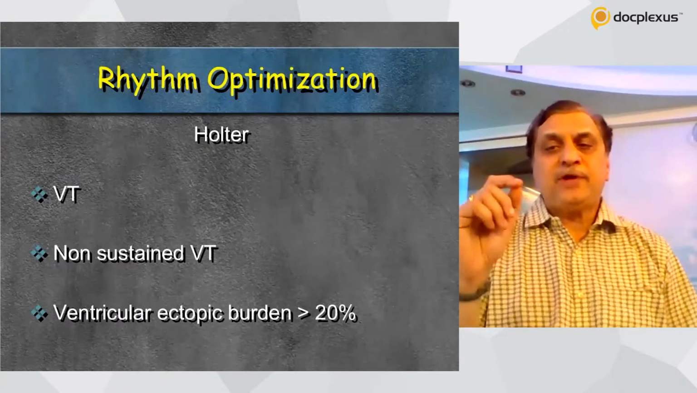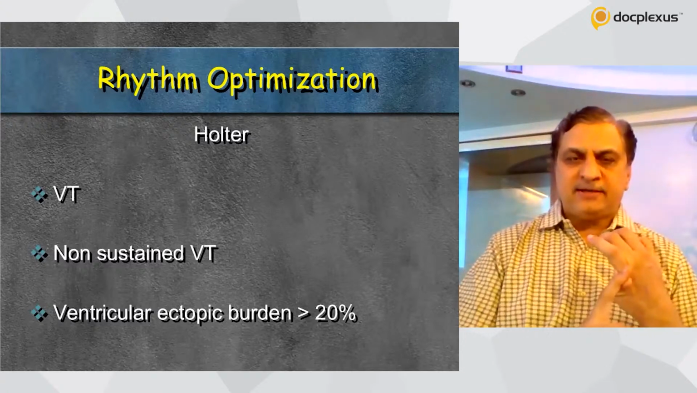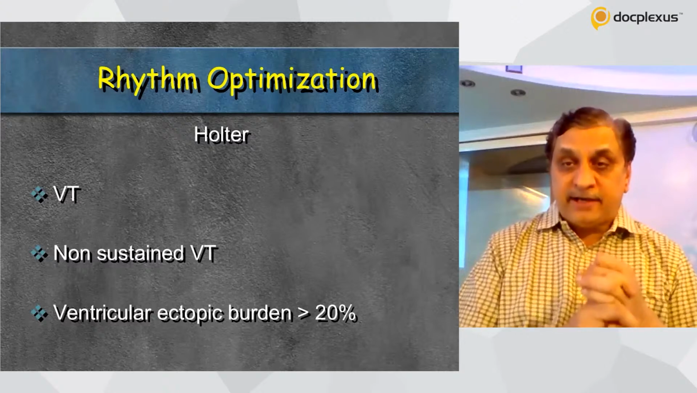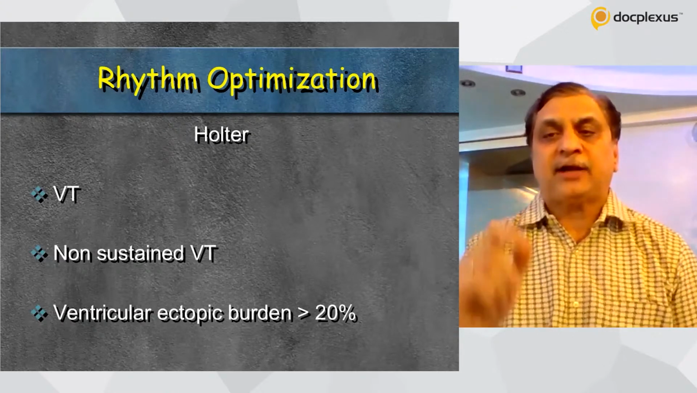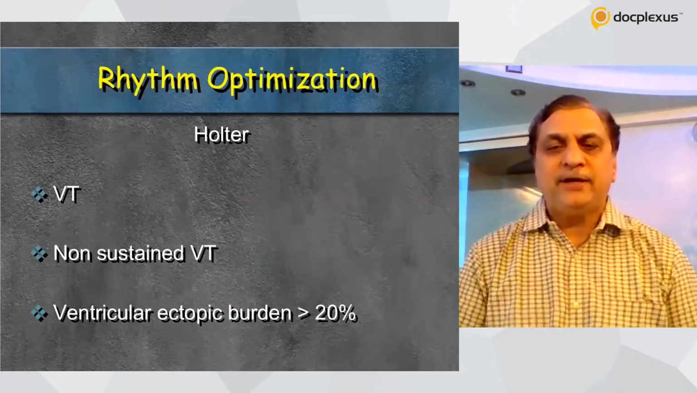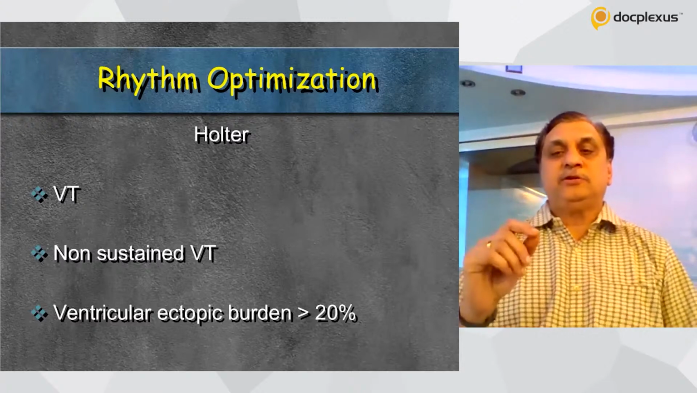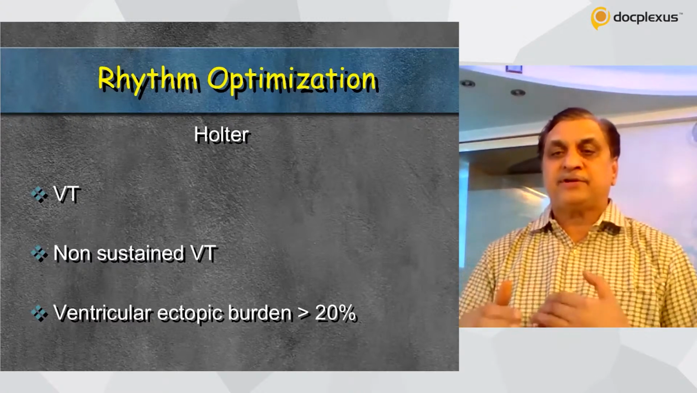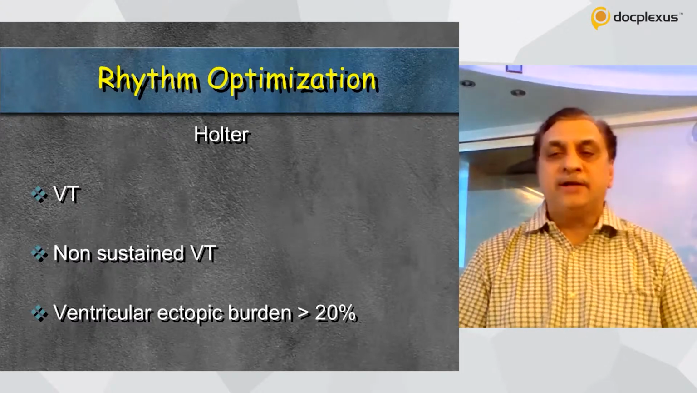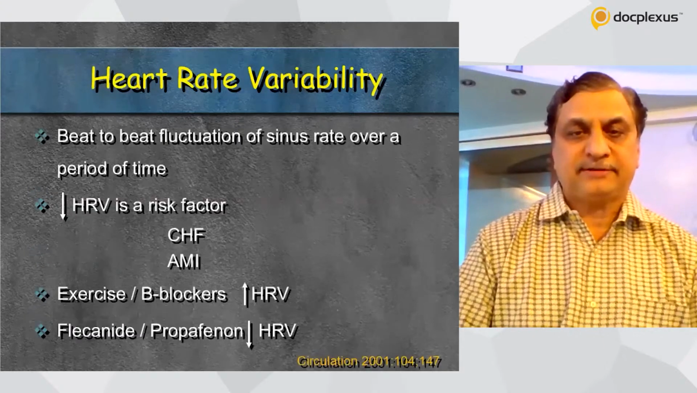Now, in a patient with heart failure, what will you see on a Holter? If there is silent VT, yes. Non-sustained VT, yes, because I would like to think of an ICD. More important is ventricular ectopic burden. Ventricular ectopic burden in 24 hours, more than 20% in heart failure patients is sinister. That means there is a criteria which says that some patients should have an ICD, or at least you must try to suppress the ectopics, especially when the burden is more. So this is the rhythm you must know in heart failure patients.